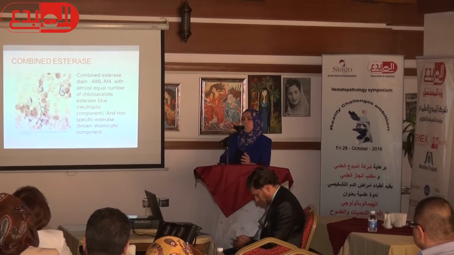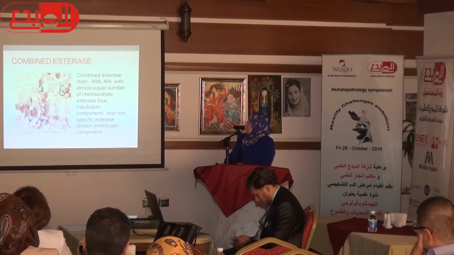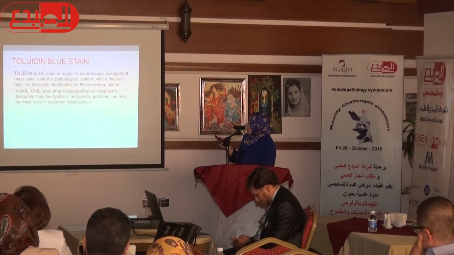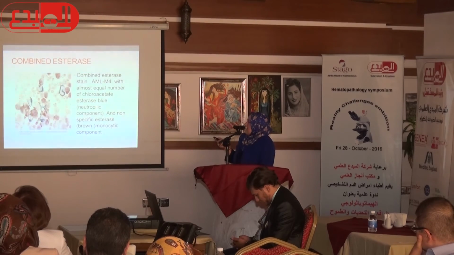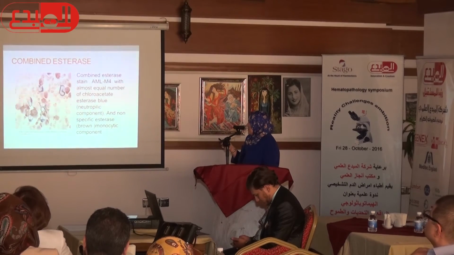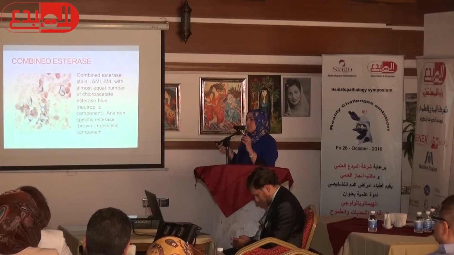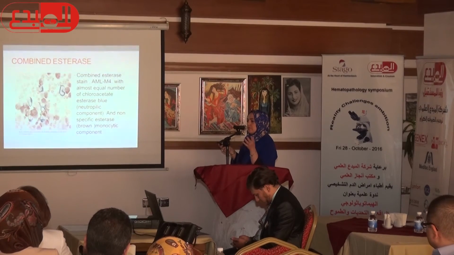Sometimes we can use combined esterases in case of M4. Combined esterases stain AML M4 with almost equal numbers of chloroacetate esterase positive cells. Again, the chloroacetate esterase stains maturation, neutrophil, promyelocyte. The butyrate esterase will stain the monocytes.